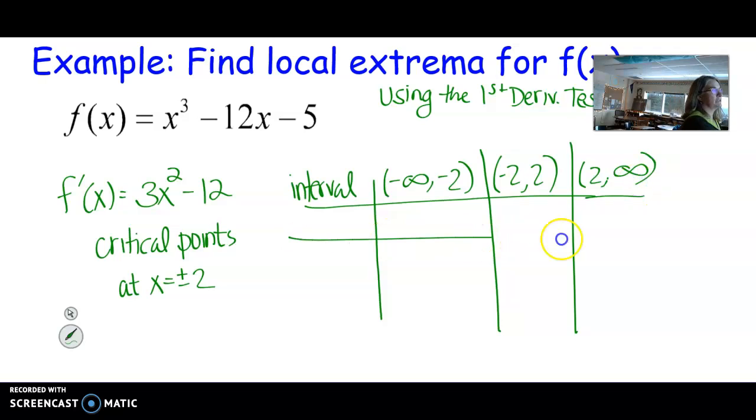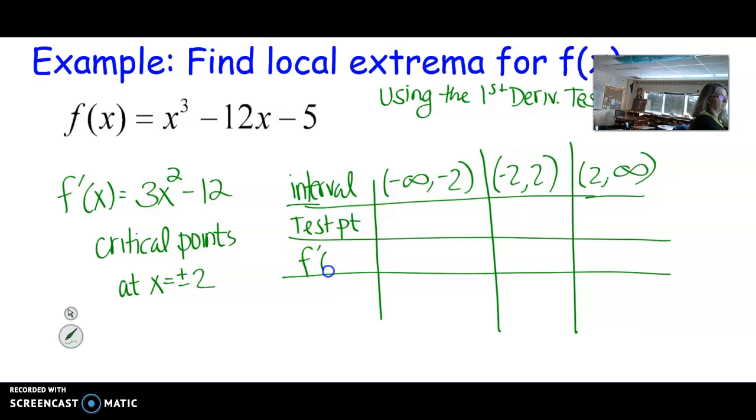All right. What we do for the first derivative test is we pick a test point, and then we test it in the first derivative, and we decide if it's positive or negative. If it's positive, it means f is increasing. If it's negative, it means f is decreasing. And if we go from increasing to decreasing, we have a maximum. If we go the reverse, we have a minimum. So pick a test point. I'm going to pick -3, 0, and +3. You should do this yourselves. Plug it into the first derivative and determine the sign of the first derivative.